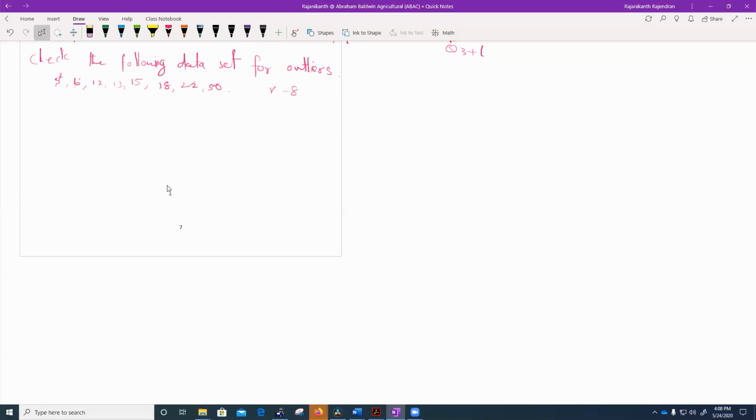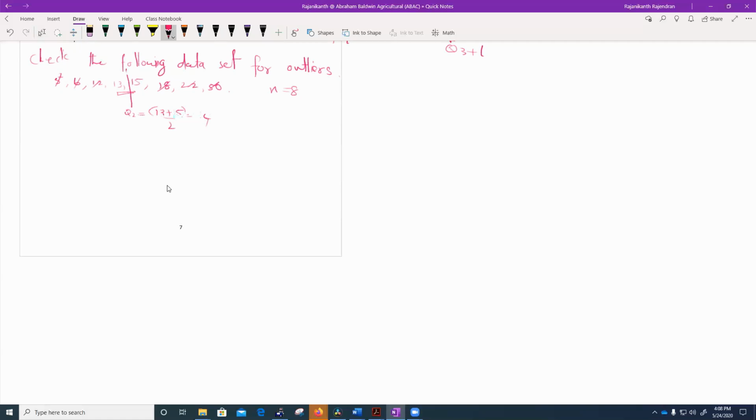So let me strike off both sides. And these are the two middle numbers. Therefore, my Q2, the median, is between these two, right? Therefore, Q2 is nothing but the average of 13 and 15, which is 28 divided by 2, which is 14. Okay, so this is my Q2.